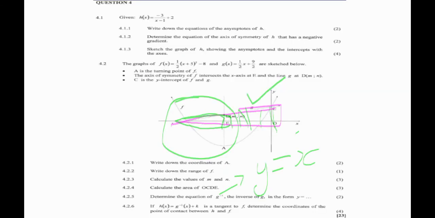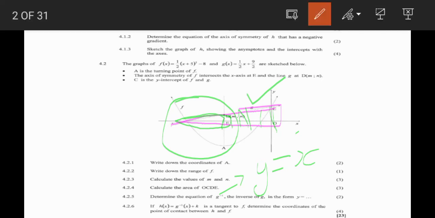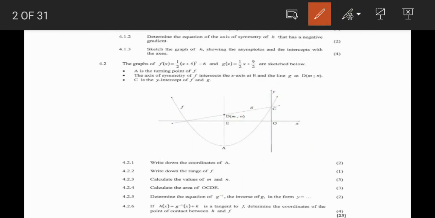Now 4.2.6 says if h of x is equal to the inverse of g plus k is a tangent to f, determine the coordinates of the point of contact between h and f. So now they're saying if this equation that we have formulated, which is the inverse of g plus a constant k, is a tangent to f, we must determine the coordinates of the point of contact between h and f.